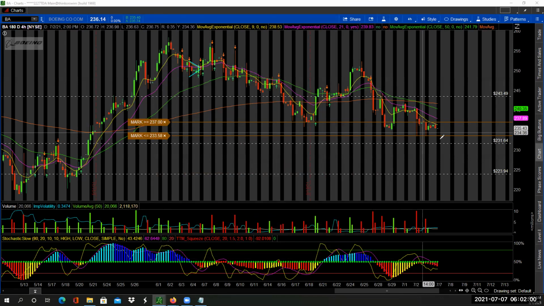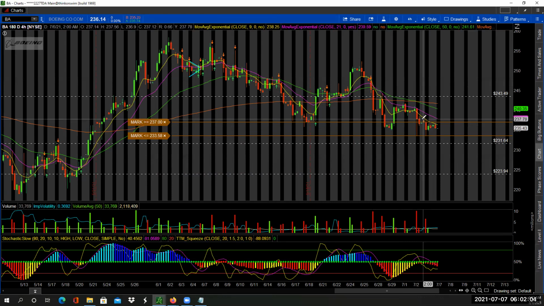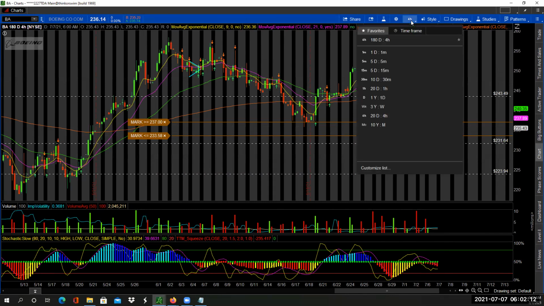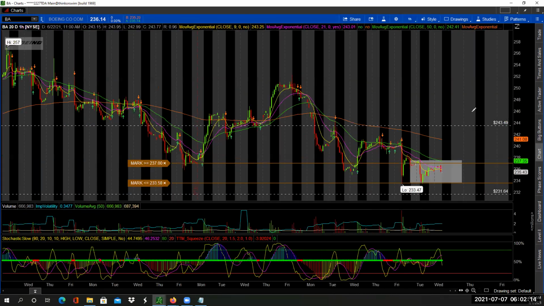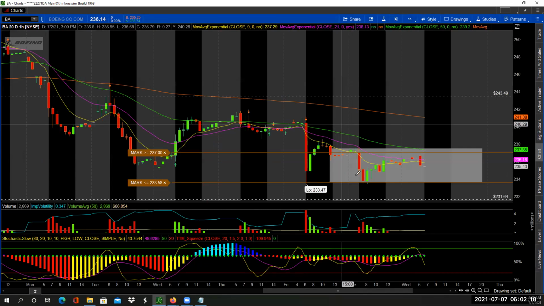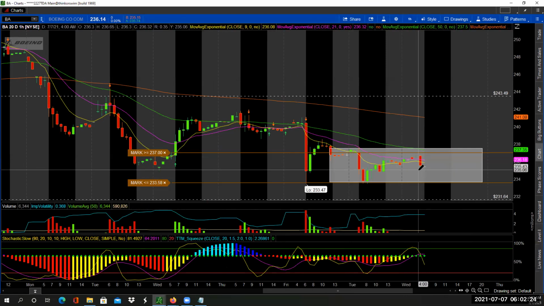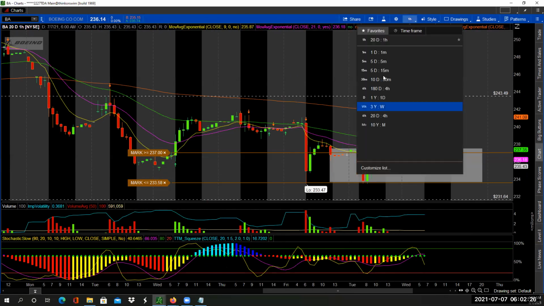And it's actually forming a little price range here at the bottom. Now, BA runs with the XLI sector. So I'll go over that sector right now. And it's actually reversing a little bit. And if you go to the smaller time frames, you can see that we're not doing a lot here.